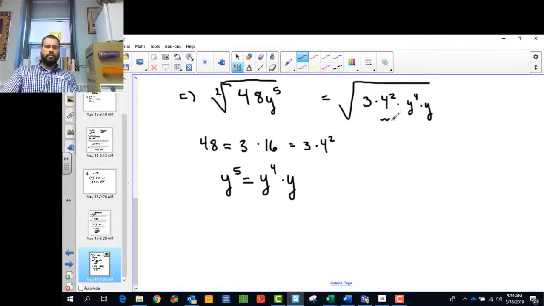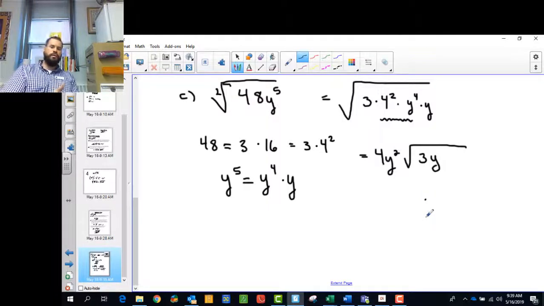Then I'm going to take the base of this, so the square root of 4 squared is 4, and I'm going to divide this power by the index, so 4 divided by 2 is 2, so I get 4y squared. The stuff that's left inside is the 3 and the y. And there's my mixed radical. So that's how you convert an entire radical to a mixed radical.